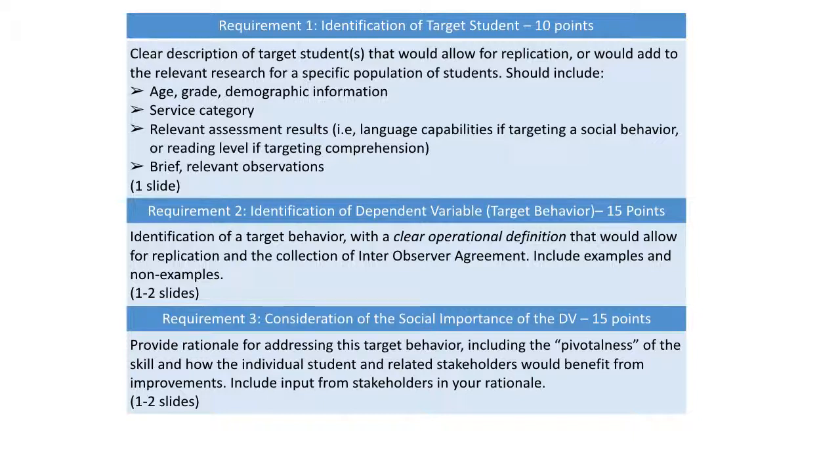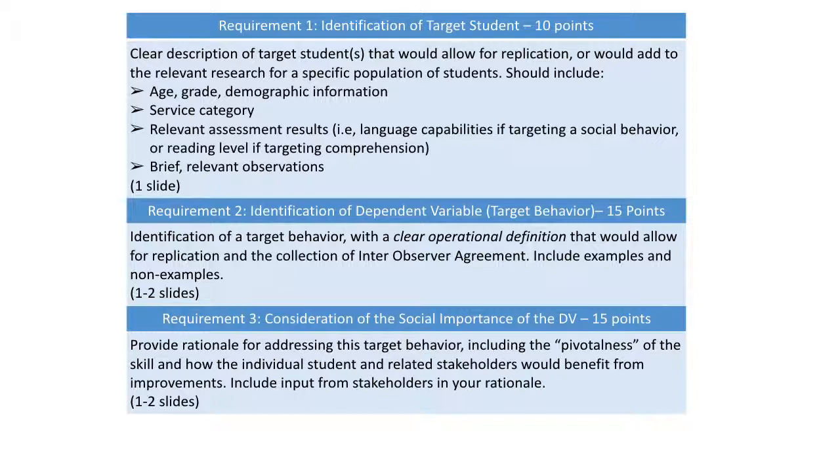Use assignment number one as a good guideline for this. There's also an example in the PowerPoint on PolyLearn in 532 that we went over in class that you can use to guide you with the target student identification. So requirement one only needs to be about one slide of clear information on your target student, and it's worth 10 points. Requirement number two is worth 15 points, and it is identification of the dependent variable.